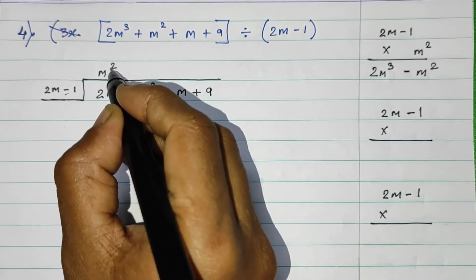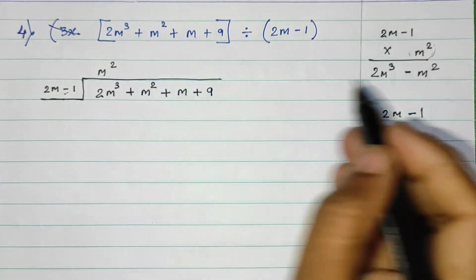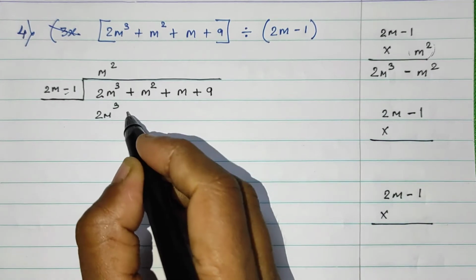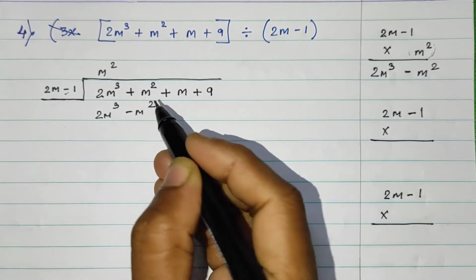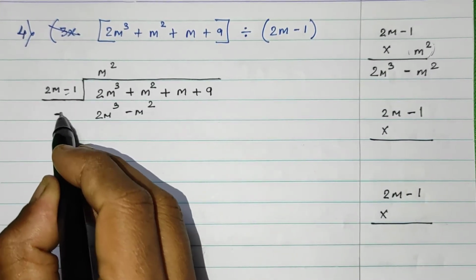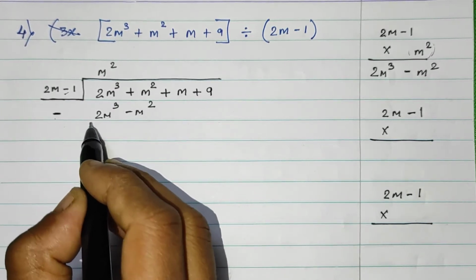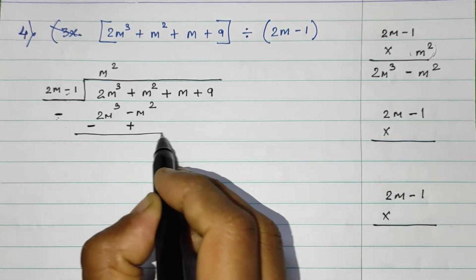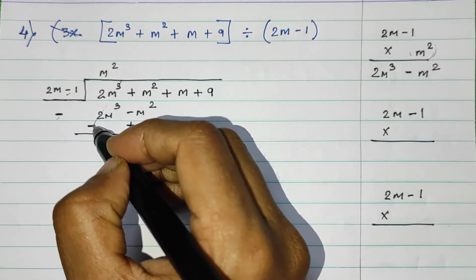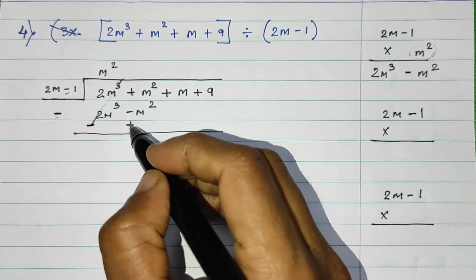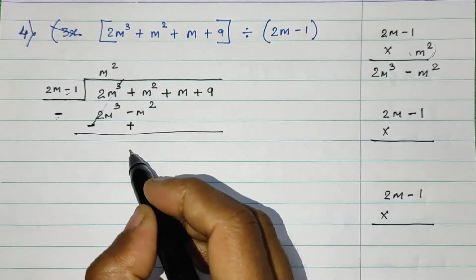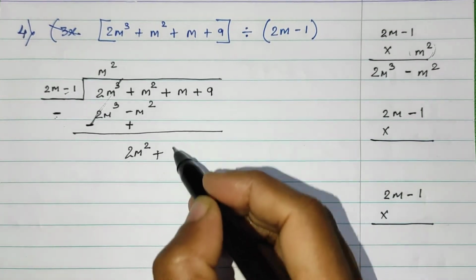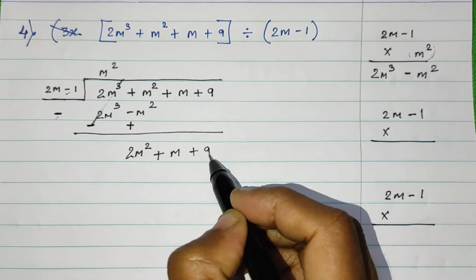this term multiplied by m square, you get 2m cube minus m square. So, this division wala minus, minus into plus, minus, minus into minus, plus. So, this gets cancelled and plus plus 1 and 1, 2. So, you get 2m square and others will follow down.